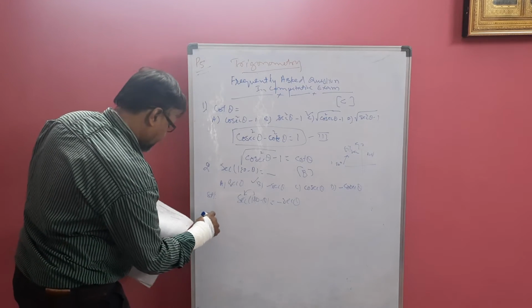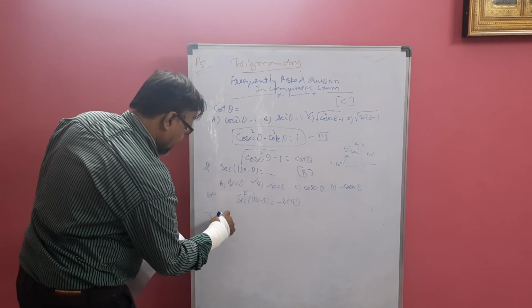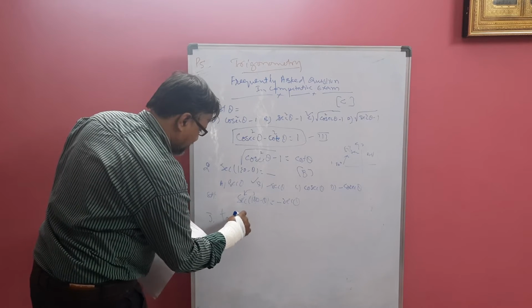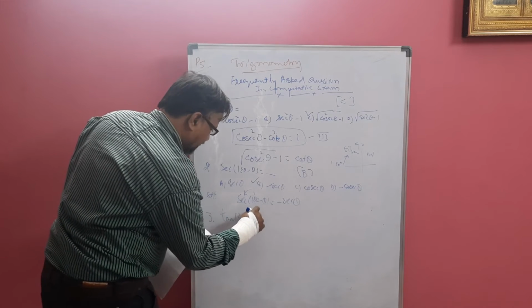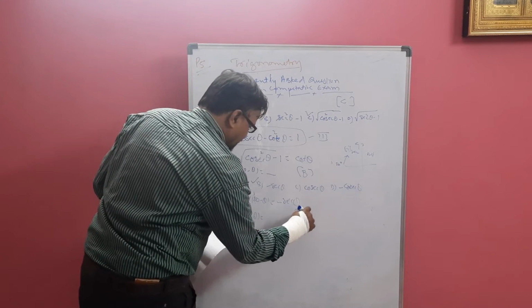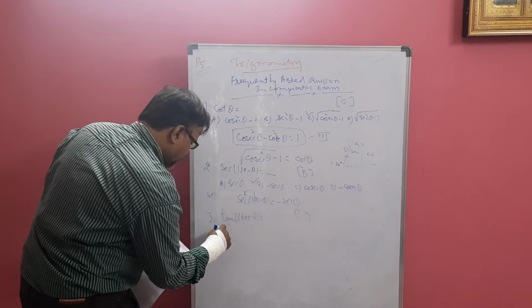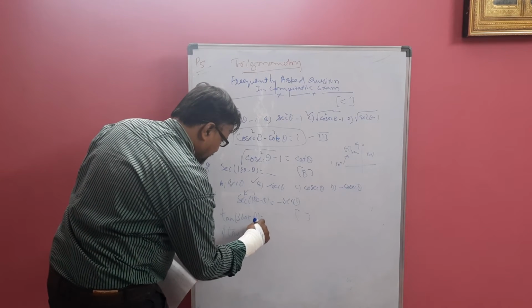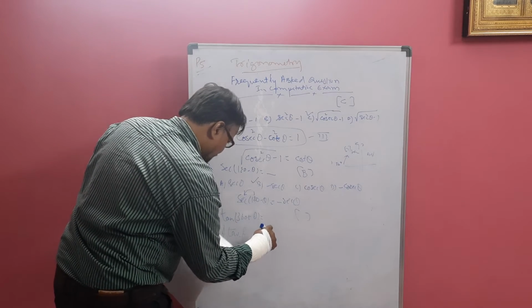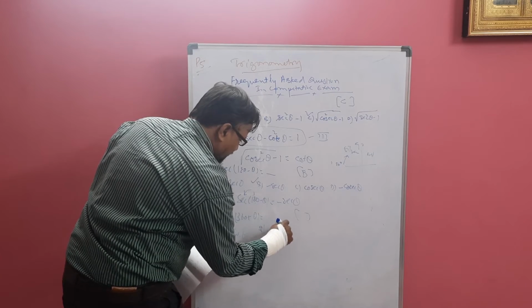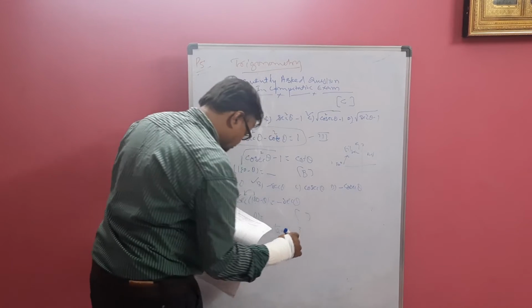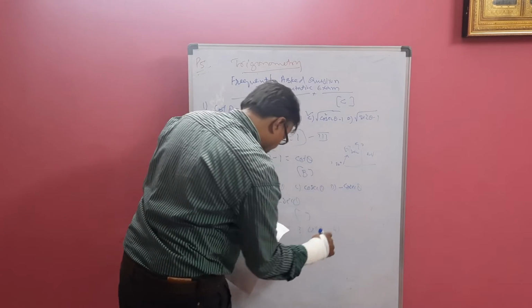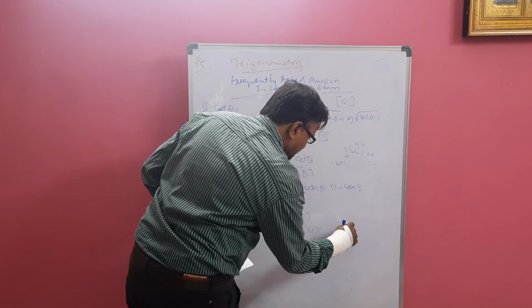Third bit. See, very simple, it will take only seconds of time. Tan of 360 plus theta equal to dash. Take the bits. The first bit is tan theta. The second bit is given minus tan theta. Third bit cot theta. Fourth bit minus cot theta.